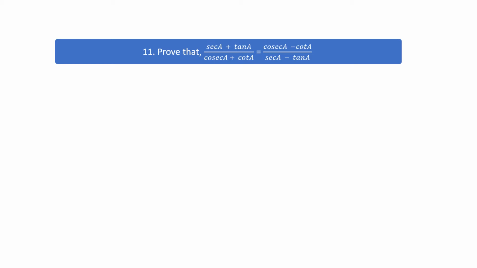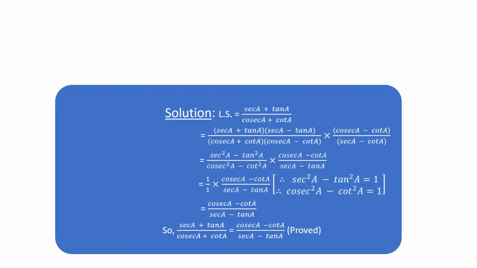Prove that (sec A + tan A) / (cosec A + cot A) equals (cosec A − cot A) / (sec A − tan A). Solution: left side, (sec A + tan A) / (cosec A + cot A).